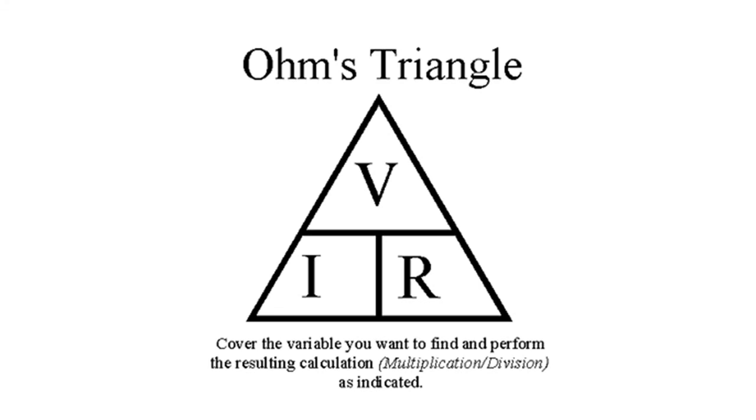If I asked you to find current, for example, you'd cover the I, and what you see is the V over the R. So I equals V over R, V divided by R. Resistance is V over I, so cover the R up, and what you see is the V over the I, V divided by I. And if you want to work out voltage, it's I times R. So you've got three equations in that. All you need to remember is VIR.